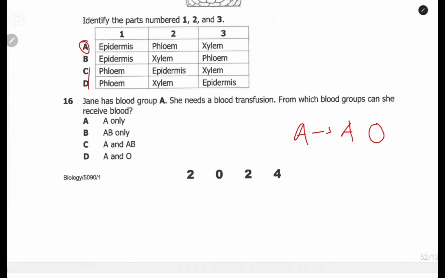Okay? She cannot receive blood group B because A produces antibodies against B, which will fight the blood group B and of course cause coagulation of the blood. But of course blood group O does not have antibodies, and therefore she can get any of these. So here, blood group A only, no. So the answer is D, blood group A and O.